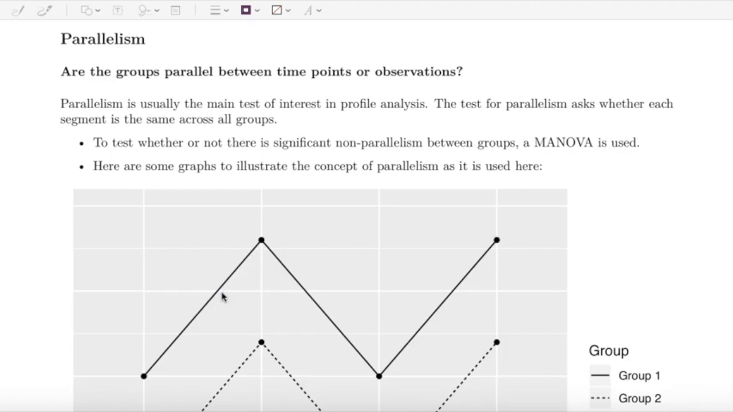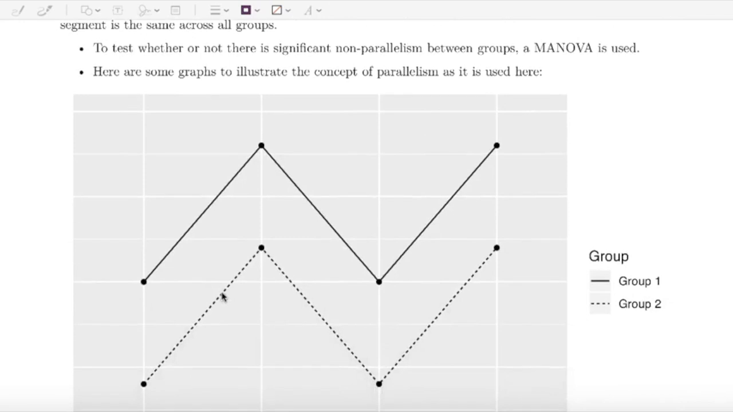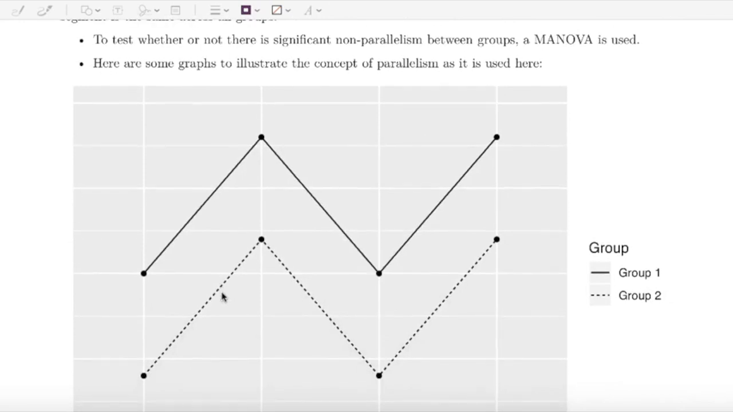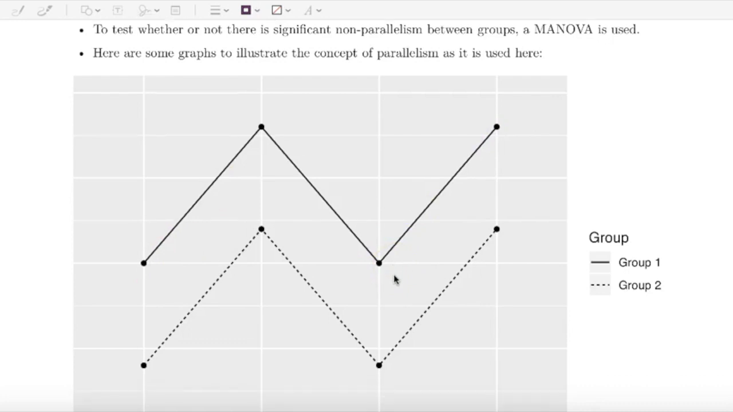It's MANOVA. And I'm pretty sure you know what parallel means. We want to see if they have the same trajectory, that there's no interaction between them. So here's a good example of when you do have parallel profiles. Even though one group is doing better than the other, obviously, they are having that same trajectory.